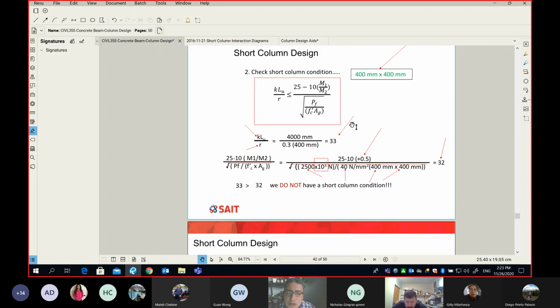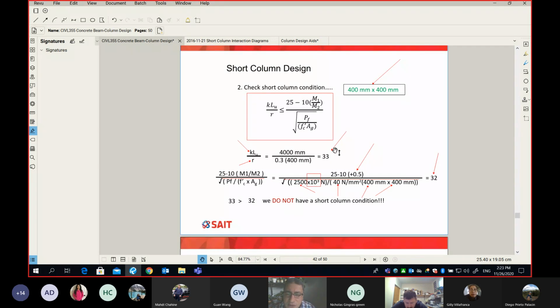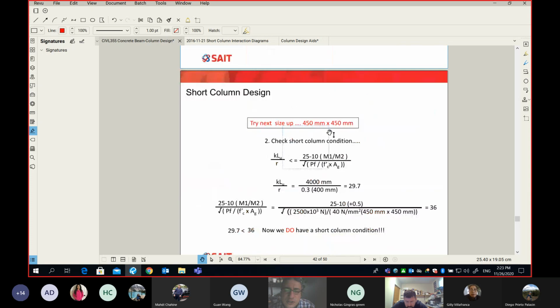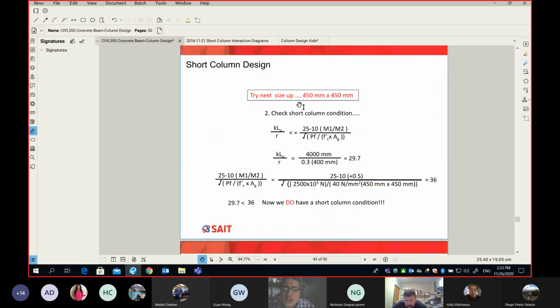Let me ask you: the lambda for the column is 33, while the maximum lambda is 32. Is that a short column or a slender column? Slender column. It's a slender column because the lambda for the column exceeds the lambda maximum. Please think about this number here as your limit, the lambda maximum.